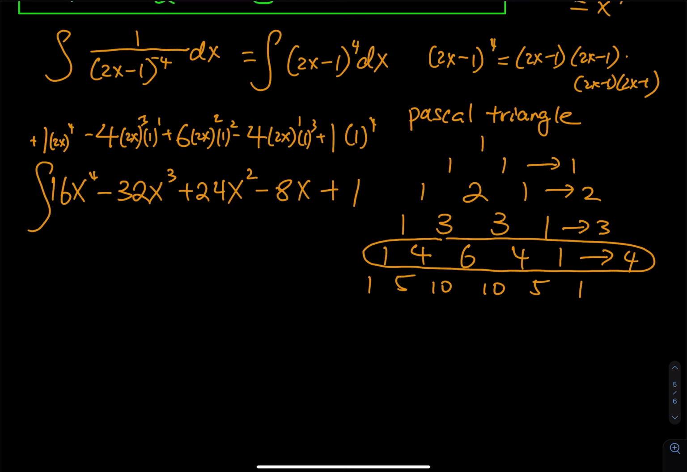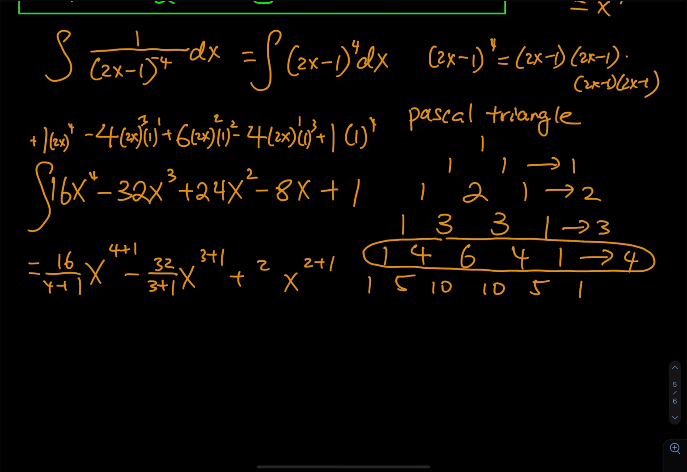And then we just use the simple power rule. So for x to the 4th, 4 plus 1 is 5, so 16 divided by 4 plus 1. Then 3 plus 1, 32 divided by that. Then 2 plus 1, 24 divided by that. Then minus, 1 plus 1, 8 divided by that. The integral of 1 is equal to x, and then we add a c at the end.